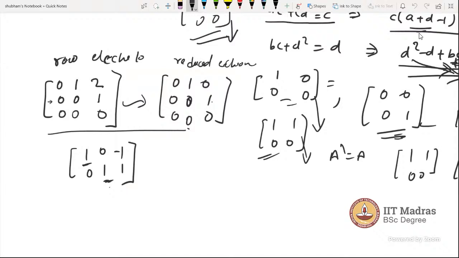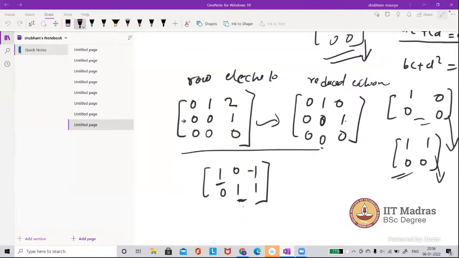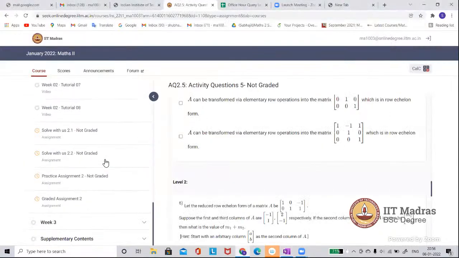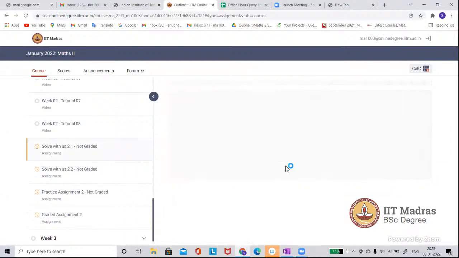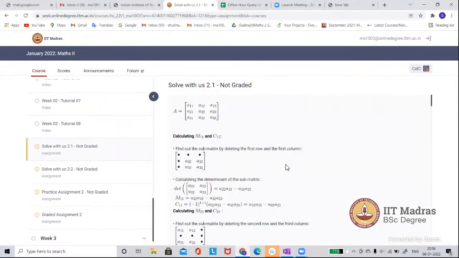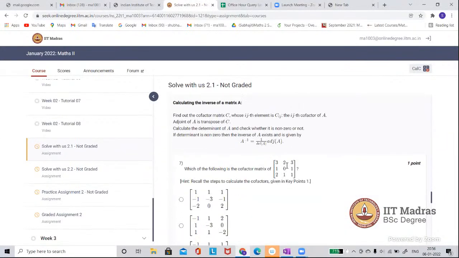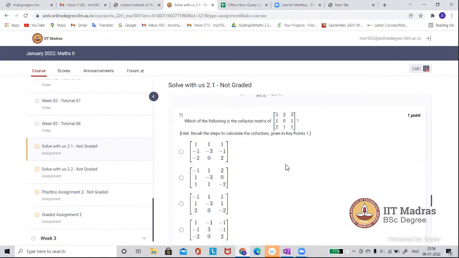Which one? Sir, Shubham, 2.1, question number 7. Okay, 2.1, question number 7. So this is basically doing some row operation. Elementary row operation does not change the determinant, right? That you know, right?